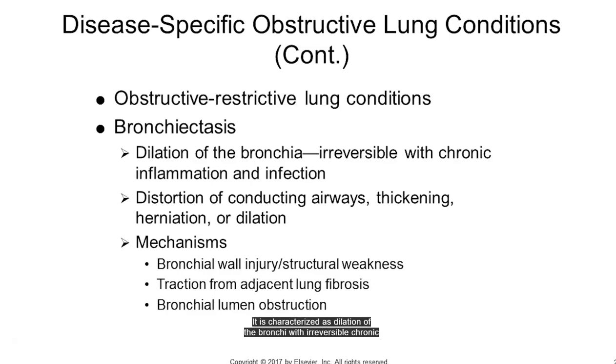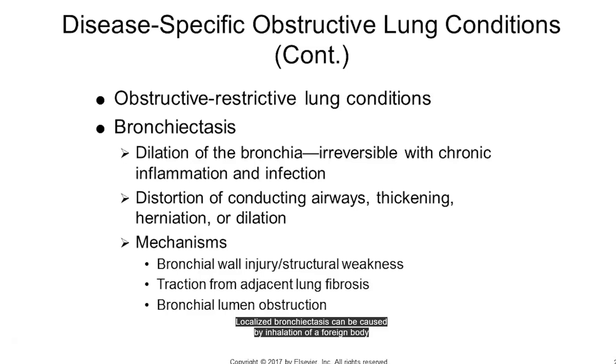It is characterized as dilation of the bronchi with irreversible chronic inflammation and recurrent infections. It also causes remodeling of the airway due to thickening, herniation, or dilation from repeated infections. Further remodeling occurs due to bronchial wall injury and subsequent weakness, traction from adjacent lungs with fibrotic changes, and bronchial obstruction.